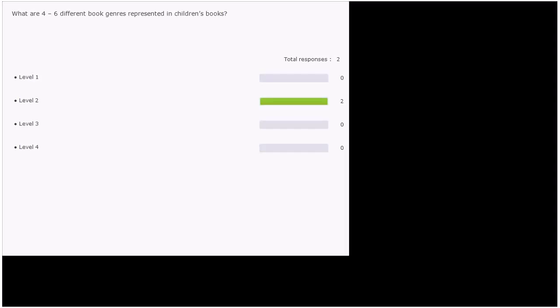What are 4 to 6 different book genres represented in children's books? Okay, the voting is coming in pretty quickly and pretty strong. This is level 2 because? Learning. We're looking at the learning, the content that was covered. Next one.